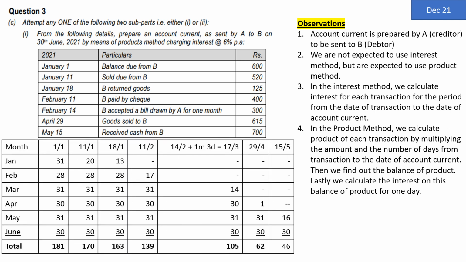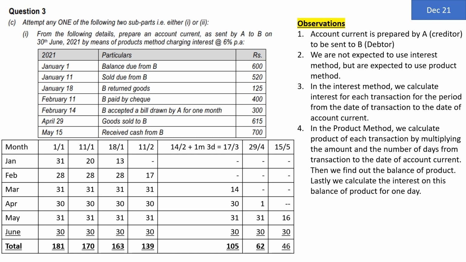For that purpose, it is necessary for us to check the delay or the duration between the date of transaction and the date of account current. So dates of transaction are 1st January, 11th January, 18th January, 11th February, 14th February, 29th April and 15th May. And the account current is prepared on 30th June 2021. It means we are required to consider the duration or delay from each transaction up to 30th June. So 1st January, 11th January, 18th January and 11th February, there is no problem.